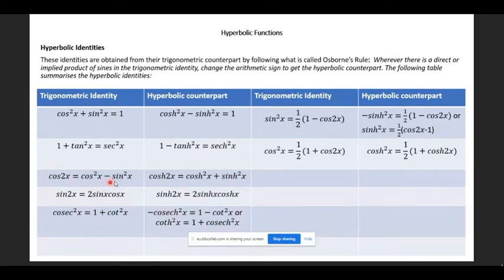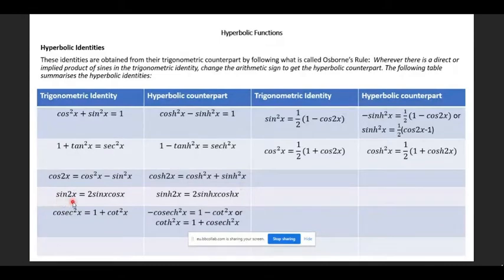Here, there is a direct product of two sines. So to get the hyperbolic counterpart, you are going to say cosh of 2x will be equal to cosh squared of x plus, because now there is a product of two sines, plus sinh squared of x.